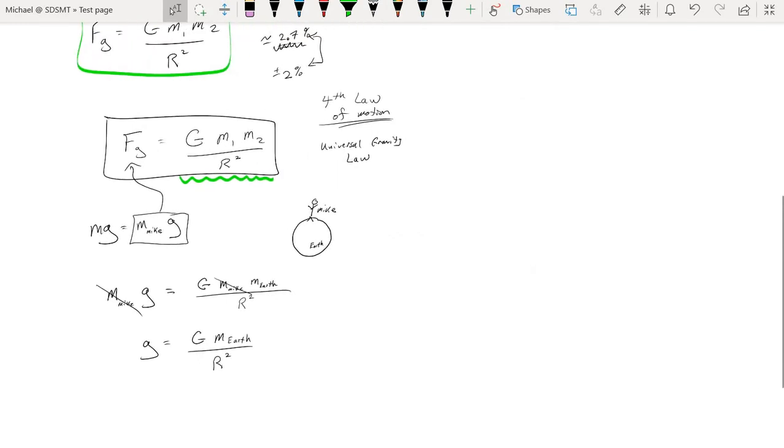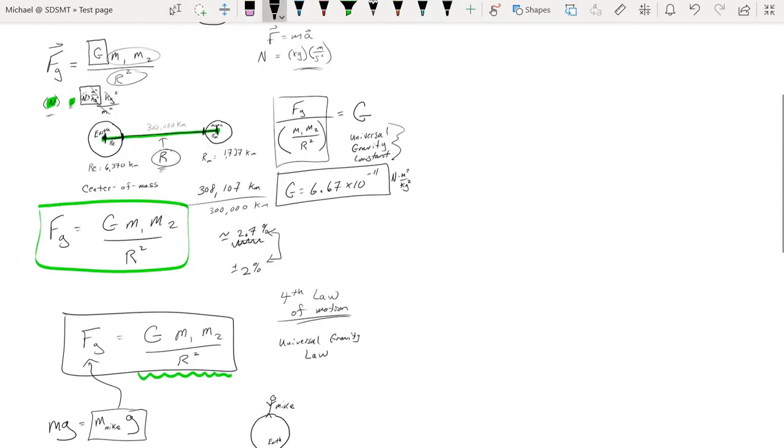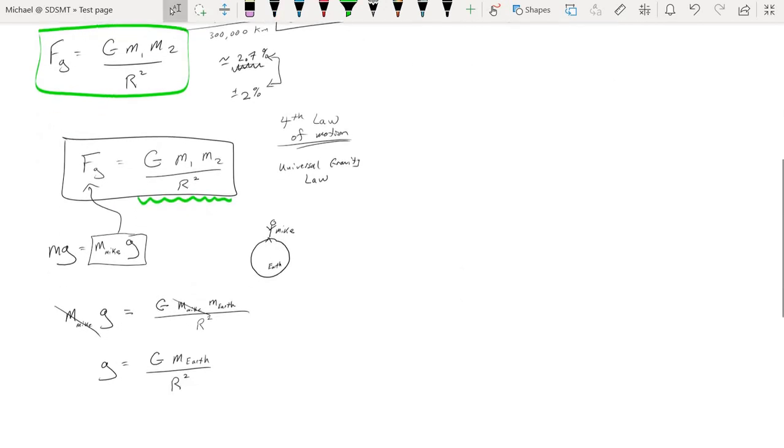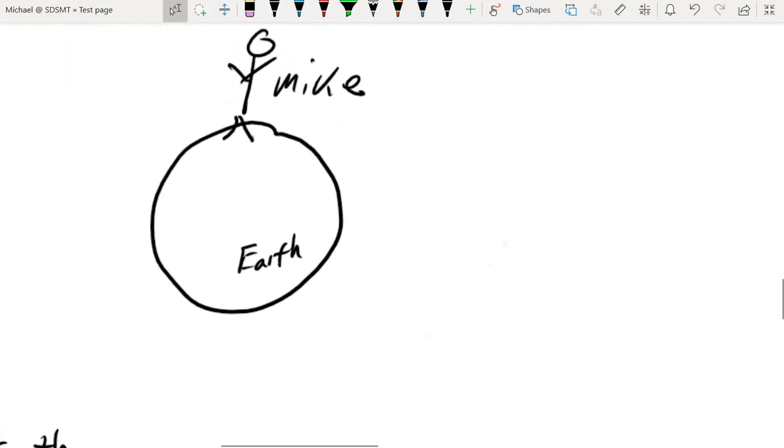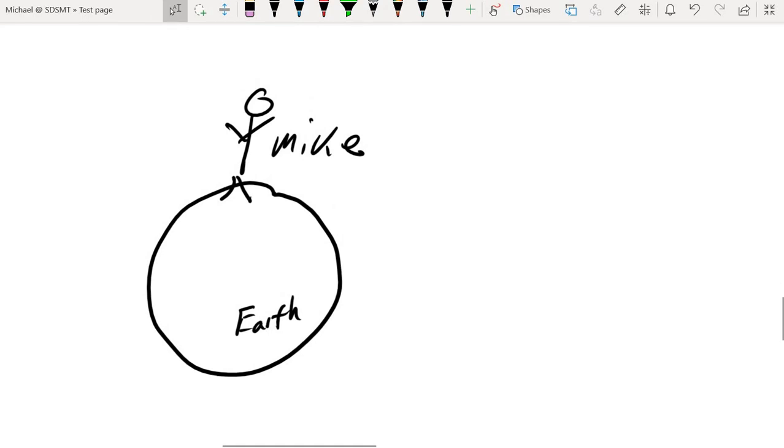Now here's why the center to center separation distance becomes so important. So R has to be measured center to center between the two masses. And if we look at the case scenario of me standing on the Earth, if we were only to measure the separation distance between the objects, well, I'm standing on the Earth, I'm touching the Earth. The separation distance between me and the Earth is 0.